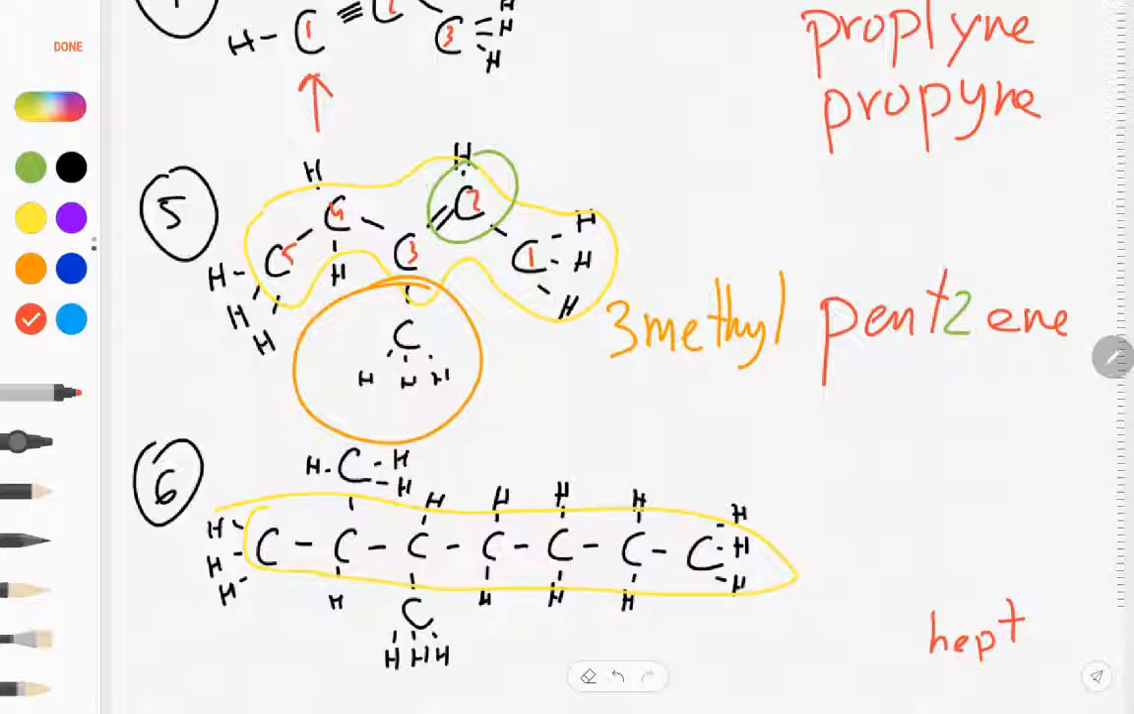It comes right after hex. And are there any double or triple bonds? No, so the ending is a generic ane. So this is a heptane. I don't have to leave room or anything because single bonds are everywhere, so I don't have to identify where the single bonds are. So heptane. And then I have not one, but two attachments. They're both single carbon attachments.